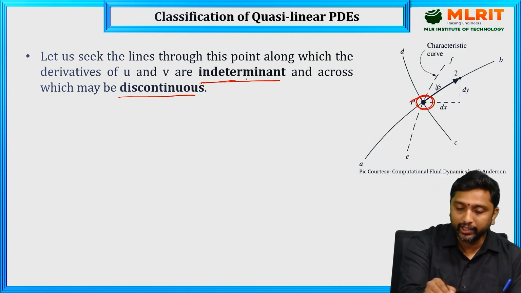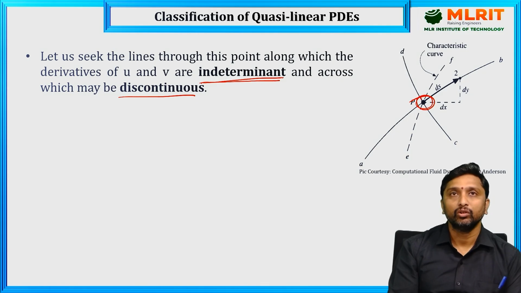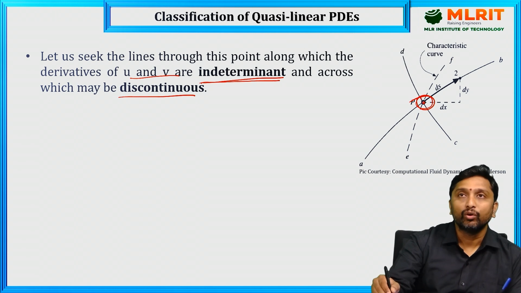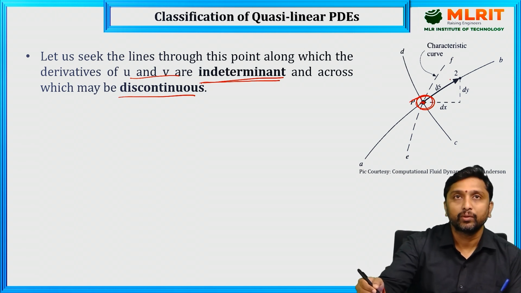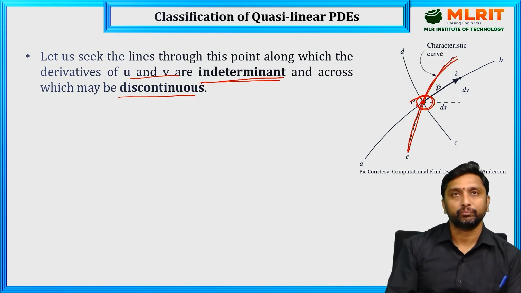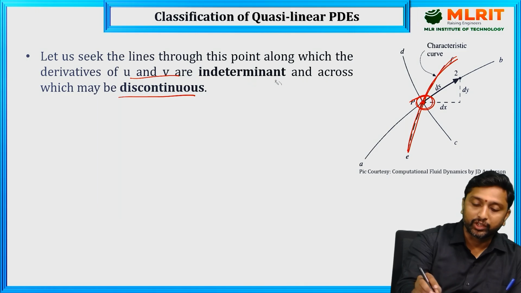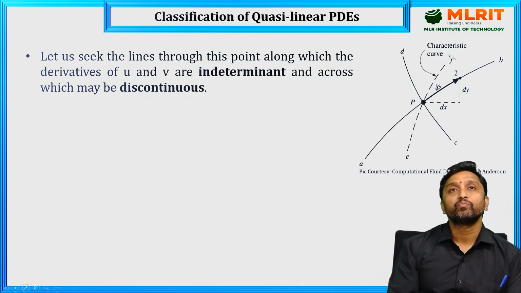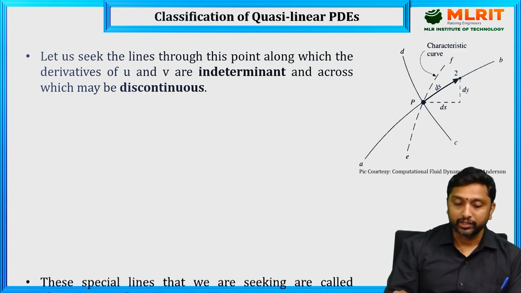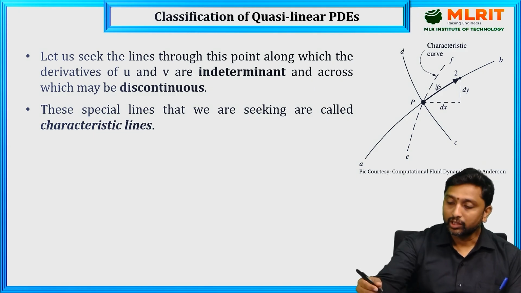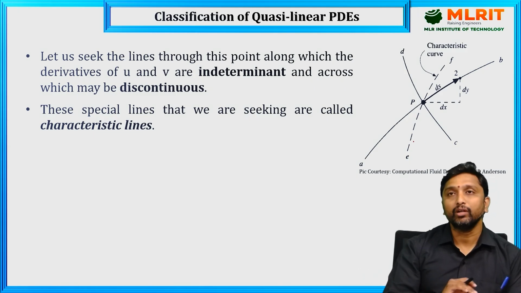That means it is indeterminate. So the derivatives of u and v are indeterminate at this point P for curve E and F. So this curve E and F is nothing but the discontinuity in the region. This discontinuity, or the curve which indicates this discontinuity, we call a characteristic curve. It is a curve on which you don't have a proper solution for the given point.